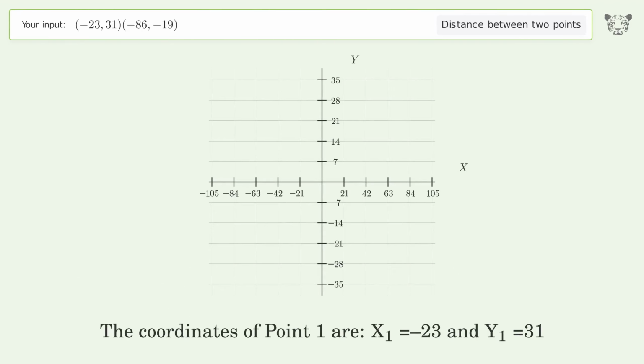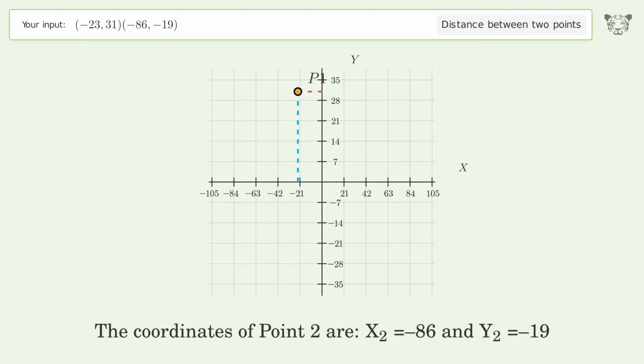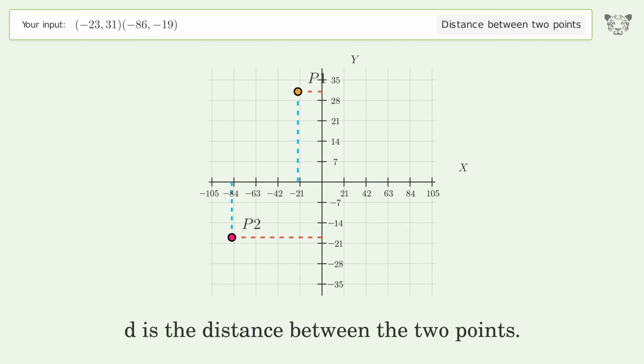The coordinates of point 1 are, x1 equals negative 23 and y1 equals 31. The coordinates of point 2 are, x2 equals negative 86 and y2 equals negative 19. D is the distance between the 2 points.